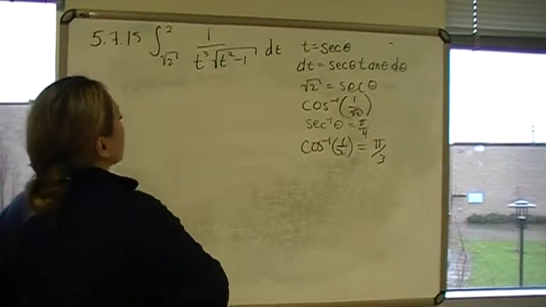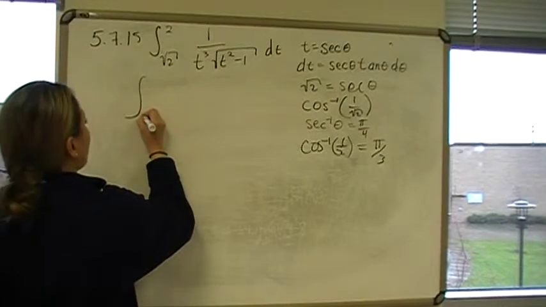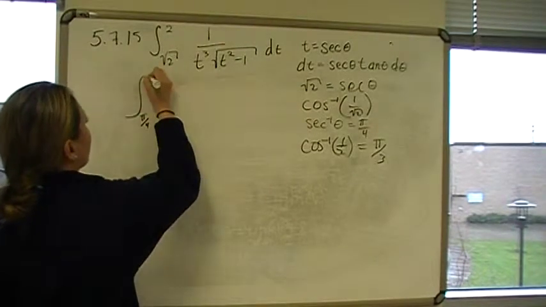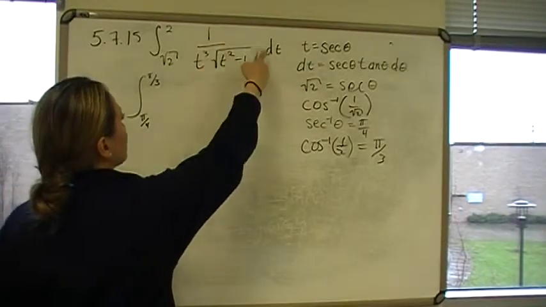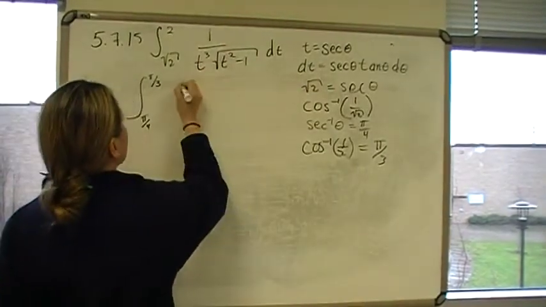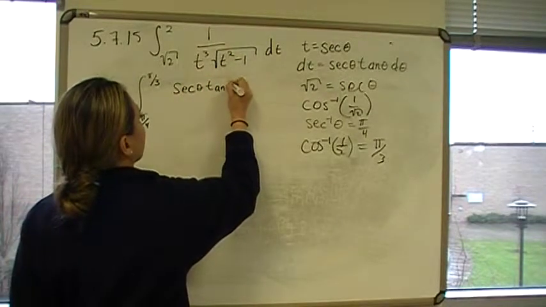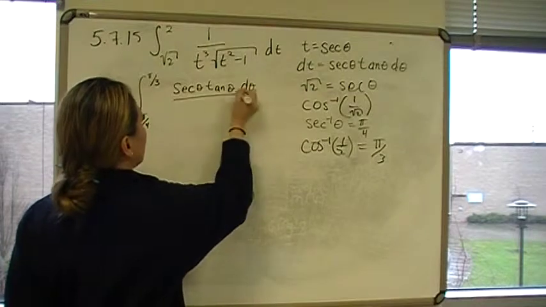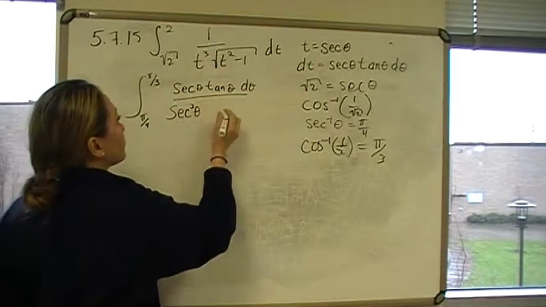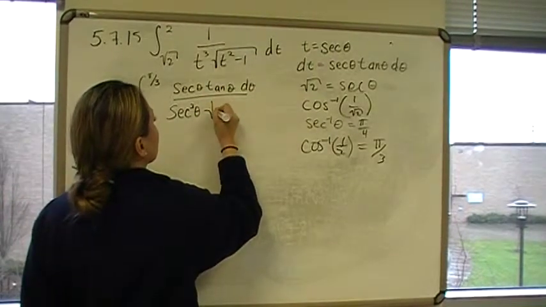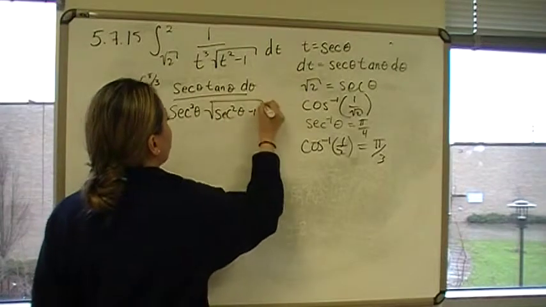Alright, cool. So let's rewrite this integral. The lower limit is now pi fourths. The upper limit is pi thirds. And this is rewritten as dt. dt is secant theta tangent theta d theta. This will be over secant cubed theta times root secant squared theta minus 1.